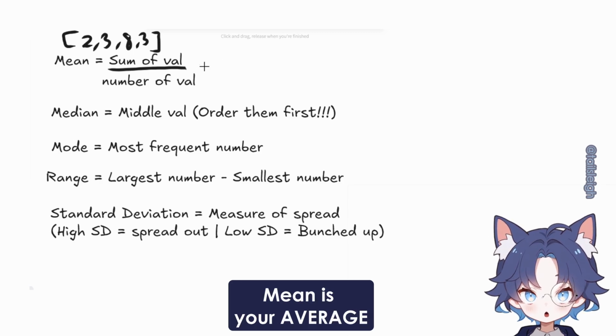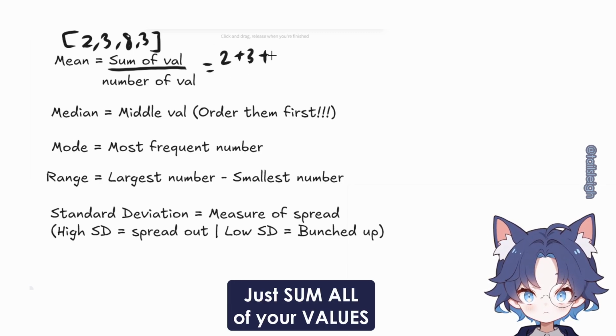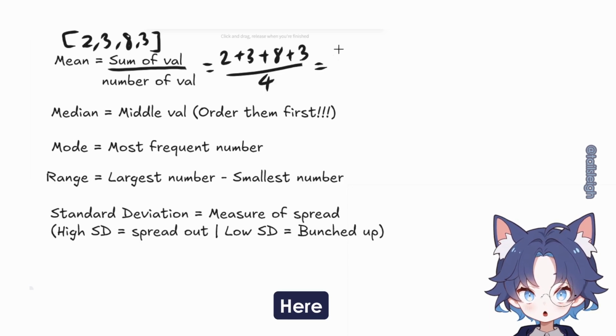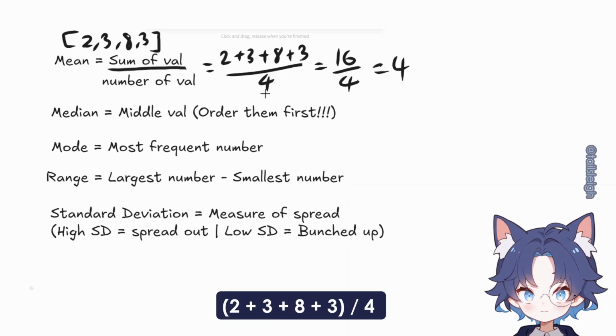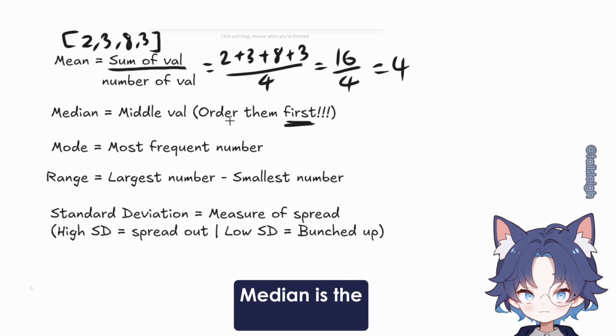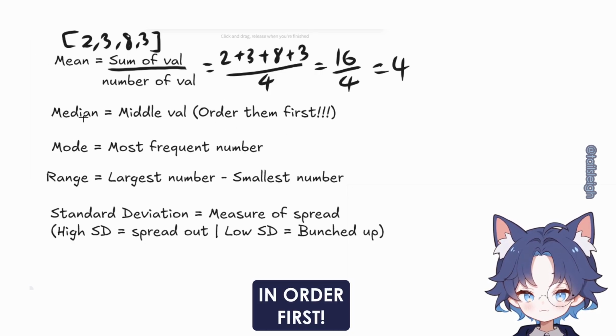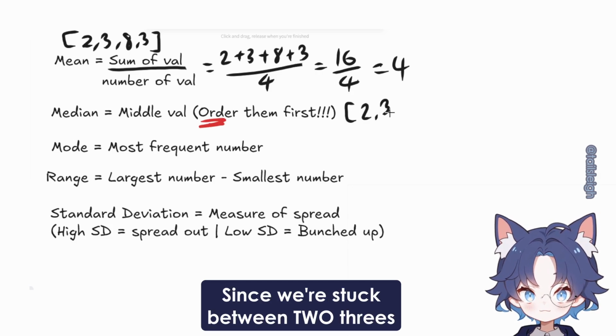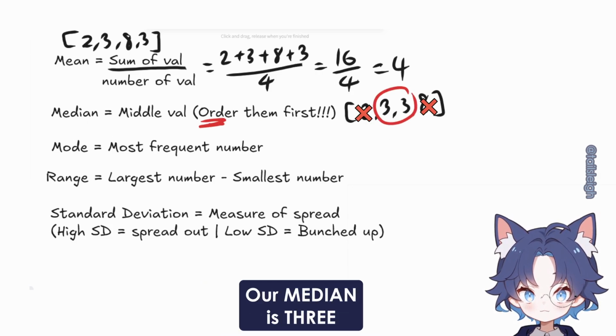Know your one variable. Mean is your average. Just sum up all of your values and divide by the total count of numbers. Here, 16 divided by 4 gives us 4. Median is the absolute middle value, but you must line them up in order first. Cross them off from the outside in. Since we're stuck between two threes, our middle is 3.